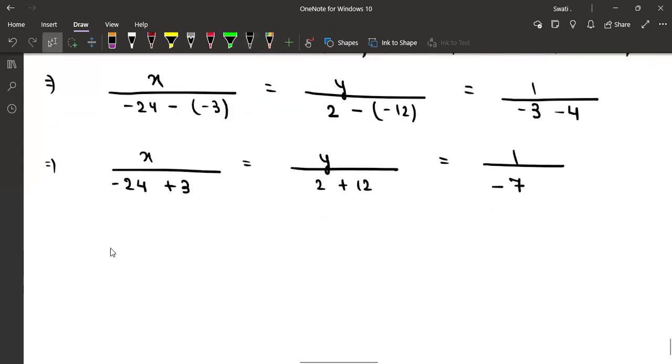Okay, let's go to the next step. So here again, you have to be careful. It's x upon -24 plus 3. So tell me, what is -24 plus 3?